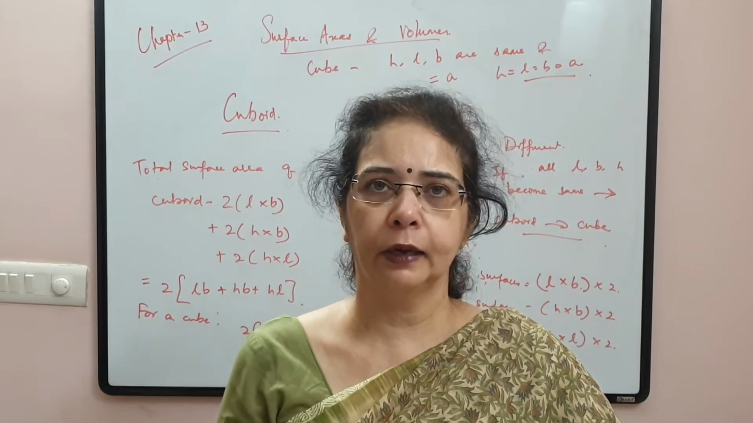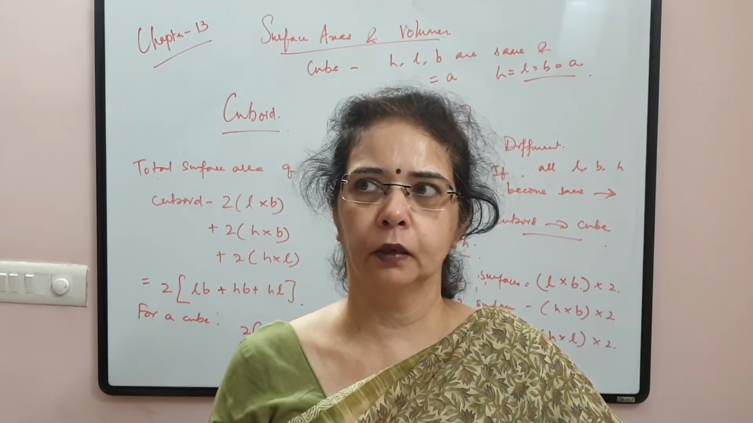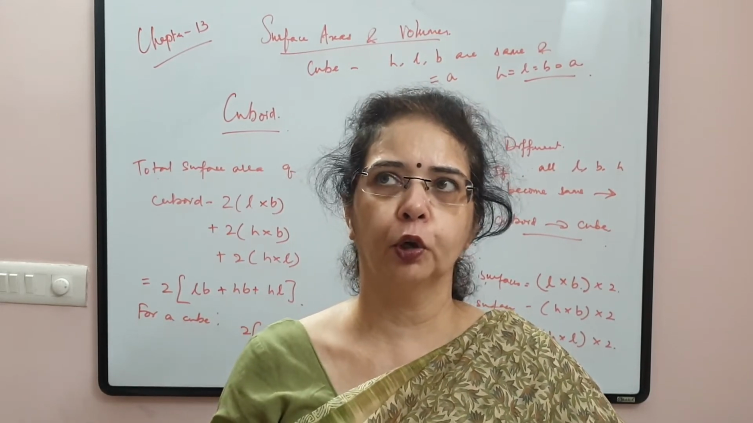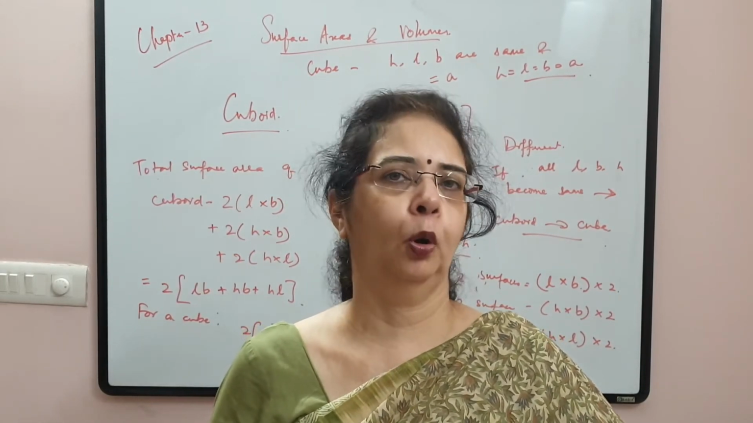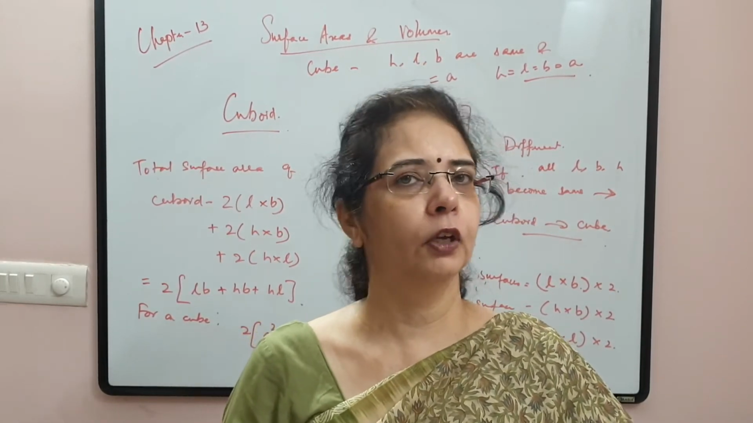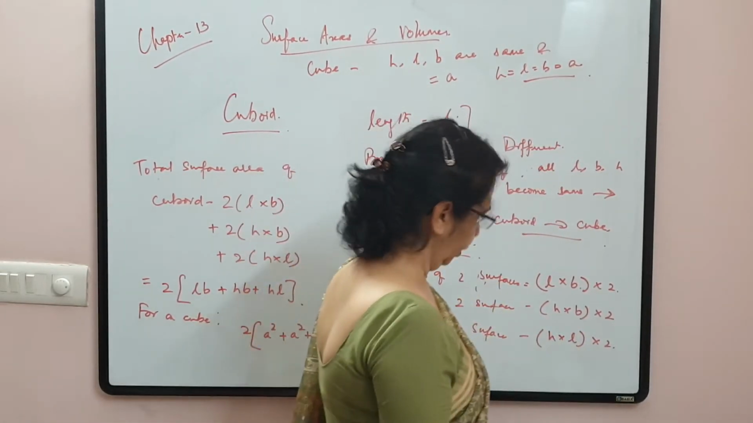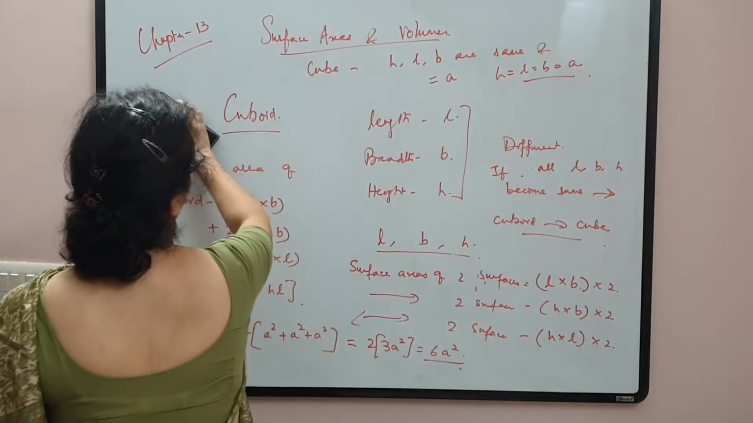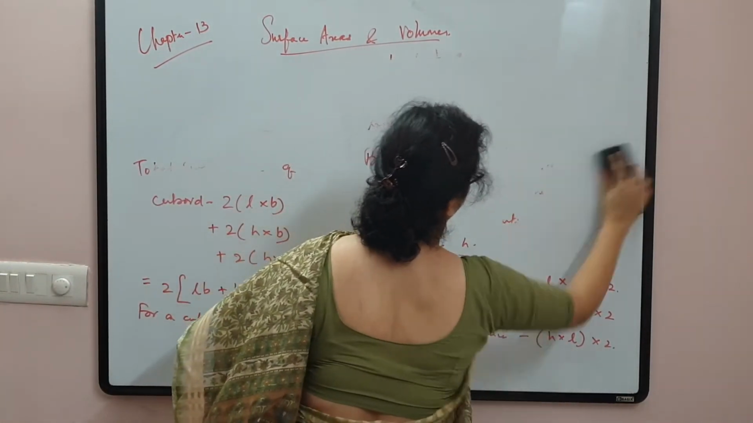That a room has to be whitewashed, a room has to be painted, what is the area of the four walls of the room, what is the area of the ceiling, what is the area of the floor. So you must remember all this. Okay. Now children, we can move on to the questions. Let us first take up question number 1 of exercise 13.1.